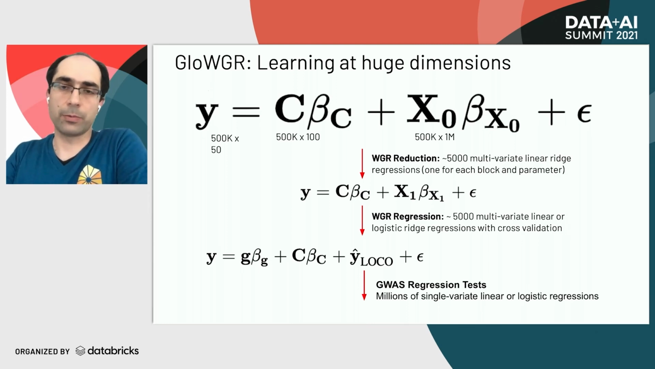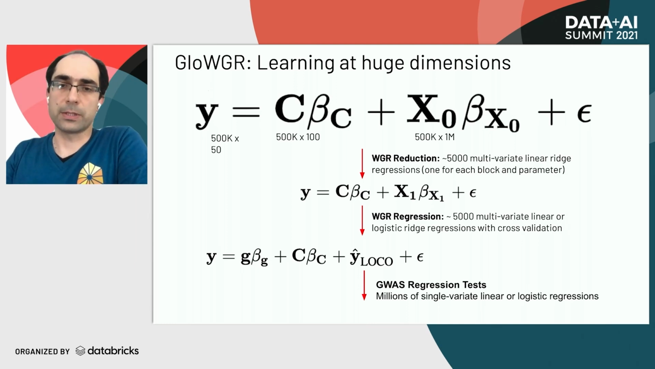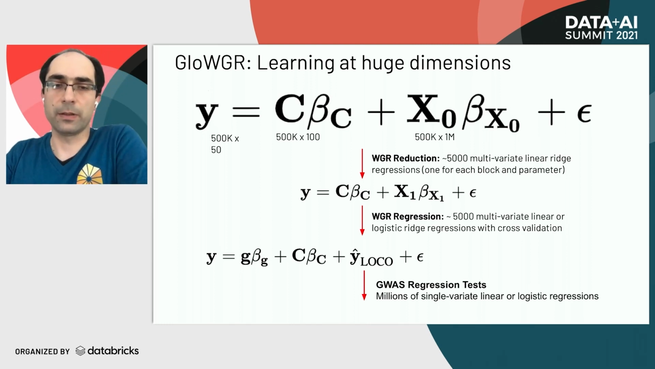linear algebra tooling. And then after we do that, we do another round of regression on these to pick the best ridge regression parameters and make the model even smaller. So another round of ridge regression, either linear or logistic, happens, depending on whether your phenotype is binary or quantitative.